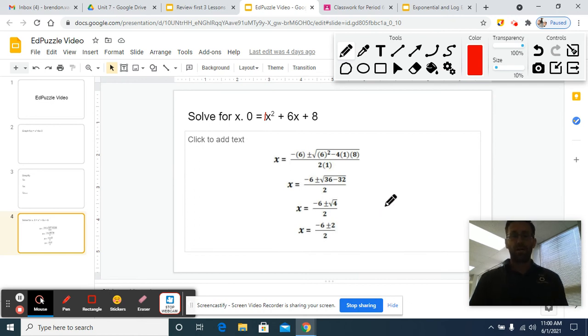So my final answers for x would be negative 6 plus 2 is negative 4, divided by 2 is negative 2. And negative 6 minus 2 is negative 8, divided by 2 is negative 4. That's quadratic formula.